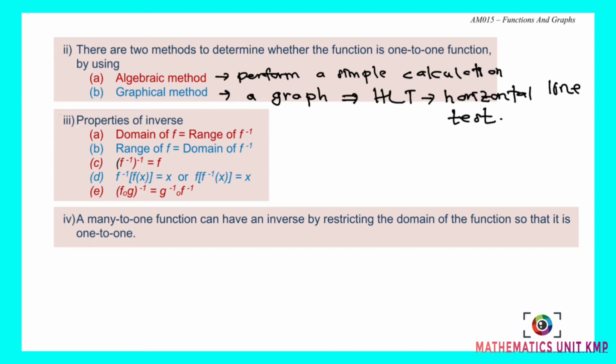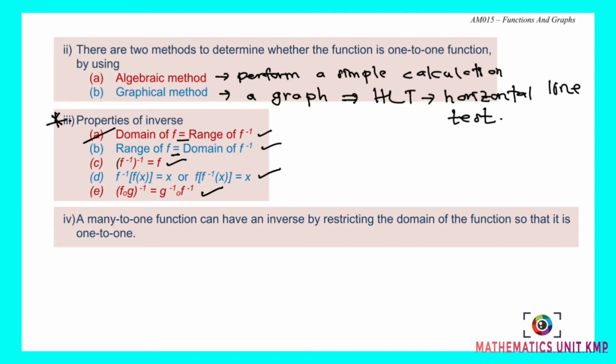For properties of inverse, we have 5 properties here. Please remember. First one is domain of f equals range of f inverse. Second one is range of f equals domain of f inverse. Third one is f inverse inverse equals f. Fourth one is f inverse composed with f(x) equals x, or f composed with f inverse of x equals x. And finally, (f composed with g) inverse equals g inverse composed with f inverse.